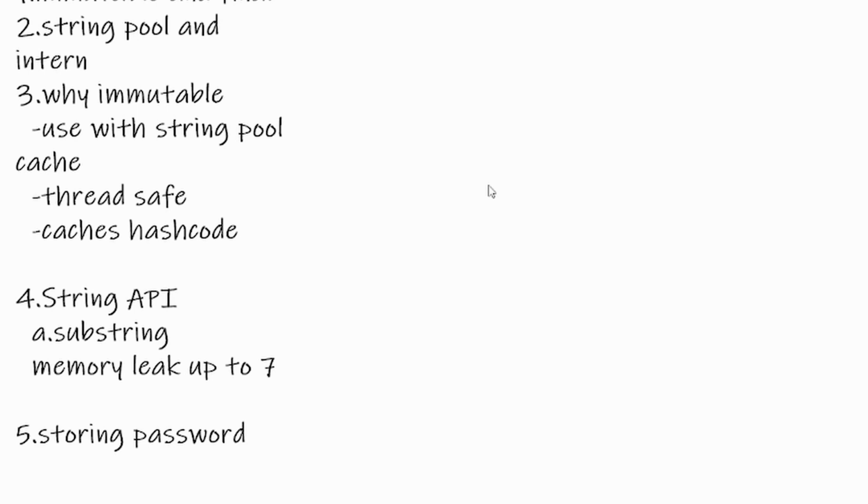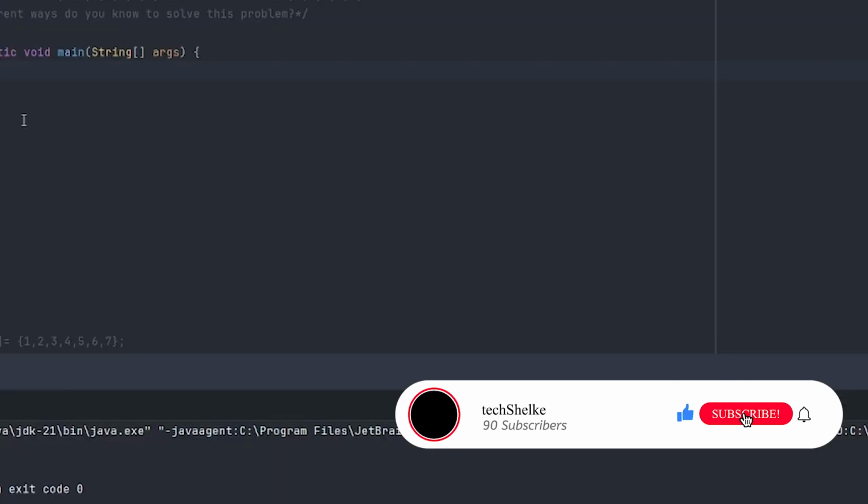The first point is immutable and final. So our String is immutable, which means we cannot change the content of a string. Because the String class is final, we cannot extend the String class, and we cannot override the methods of String. So let's understand the immutability concept in String.